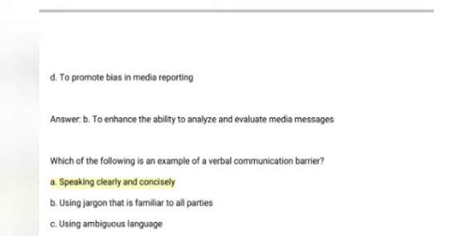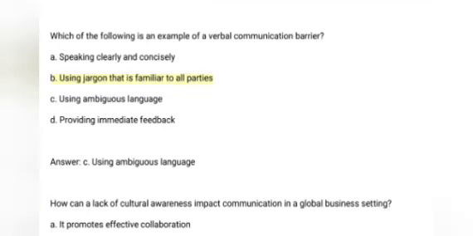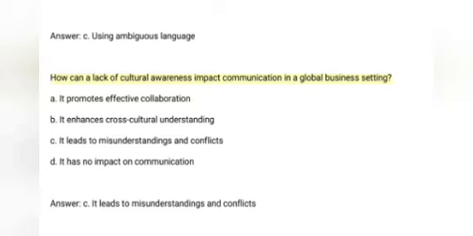Which of the following is an example of a verbal communication barrier? A. Speaking clearly and concisely. B. Using jargon that is familiar to all parties. C. Using ambiguous language. D. Providing immediate feedback. Answer: C. Using ambiguous language. How can a lack of cultural awareness impact communication in a global business setting?